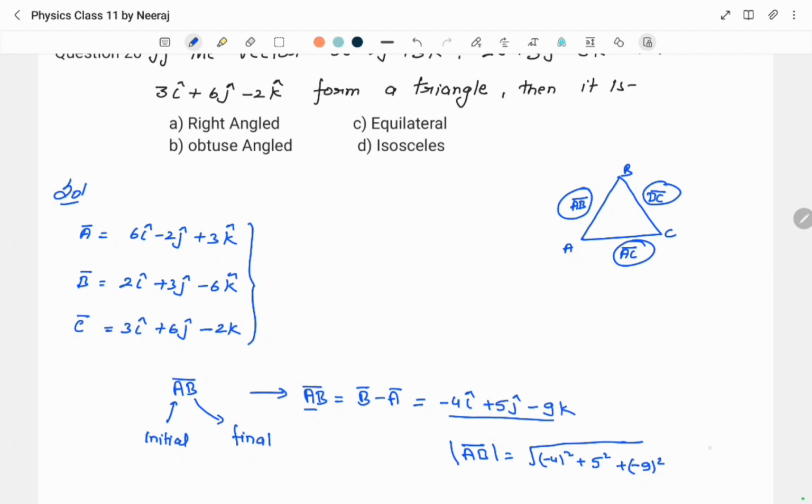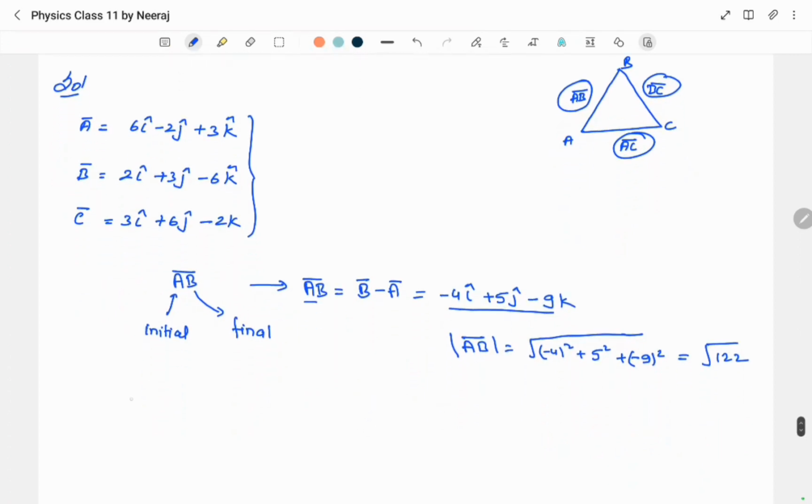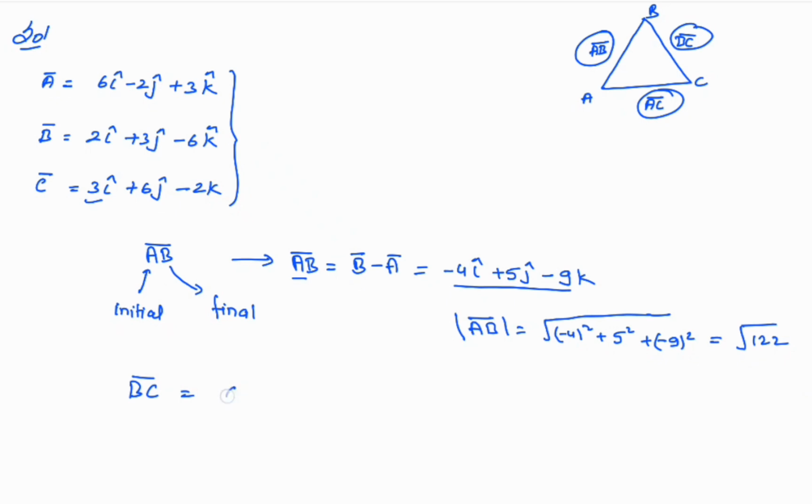I am calculating the magnitude. This will be equal to how much? You will get 122. Okay. Similarly, calculate vector BC, which will be equal to how much? Vector C minus vector B. You need to subtract vector B from vector C. It will be equal to how much?